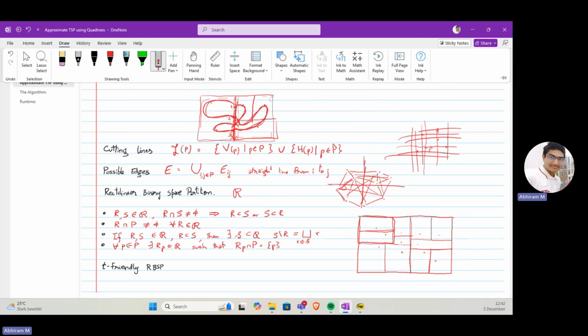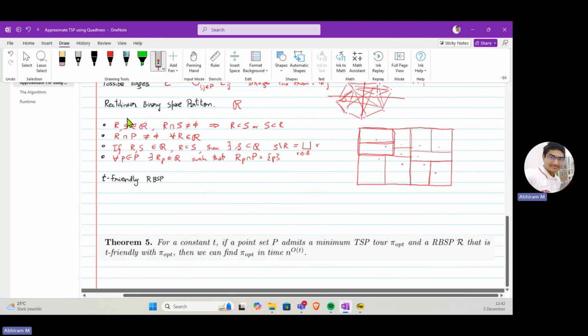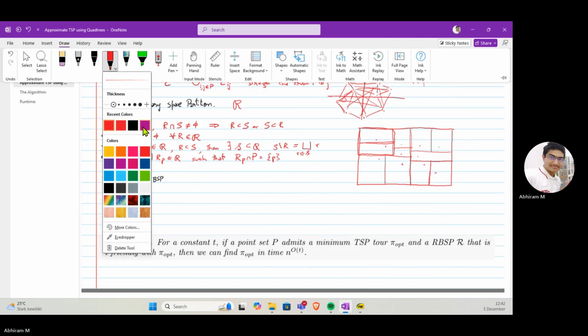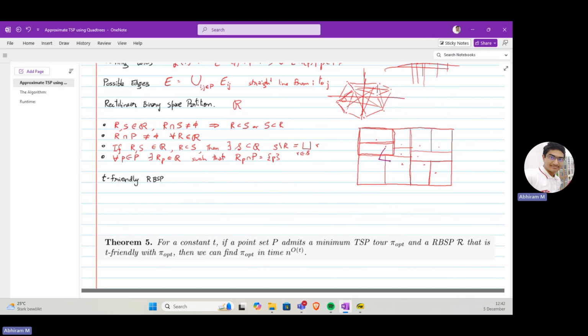Now, the next definition is a notion unique to this algorithm. It's called a T-friendly RBSP, right? So now let us pick our favorite tour on this point set. For example, let us say that this is going to be the tour I pick on this point set. Okay, straight lines between the points. Now an RBSP is said to be T-friendly if no rectangle in the RBSP intersects the tour more than T times.